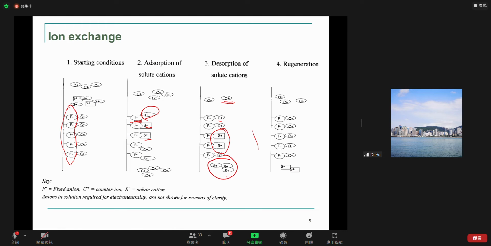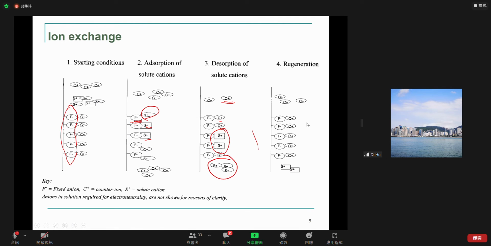And then after that, you go back to the original setting and regenerate the column for the next run. So it is quite straightforward, but already you have heard me mention different things: the mobile phase, the counter ions and charge density, pH, ion strengths. Now you have some idea that there are different parameters that can influence the separation in ion exchange chromatography. Later on, we will go through them one by one.